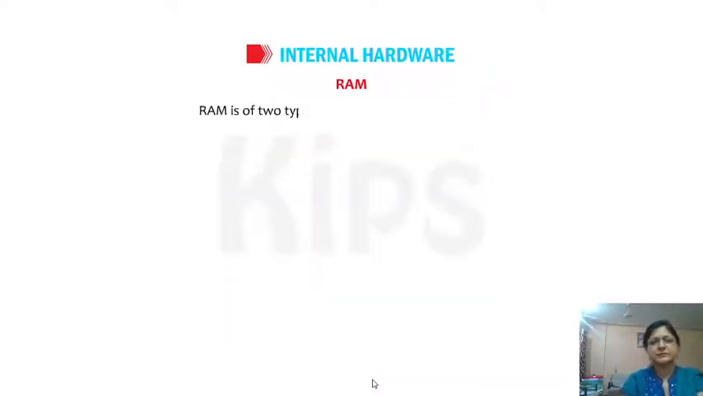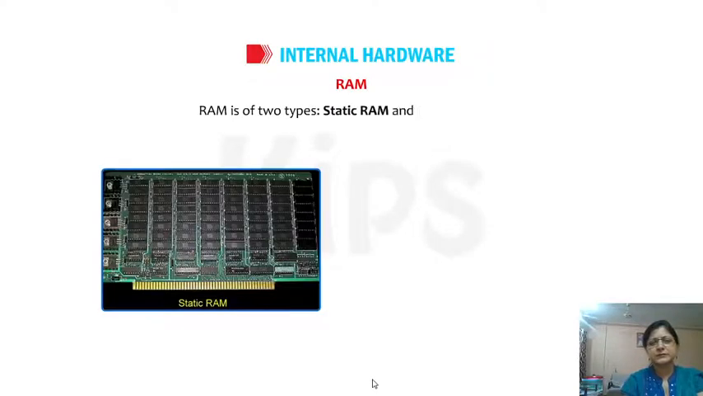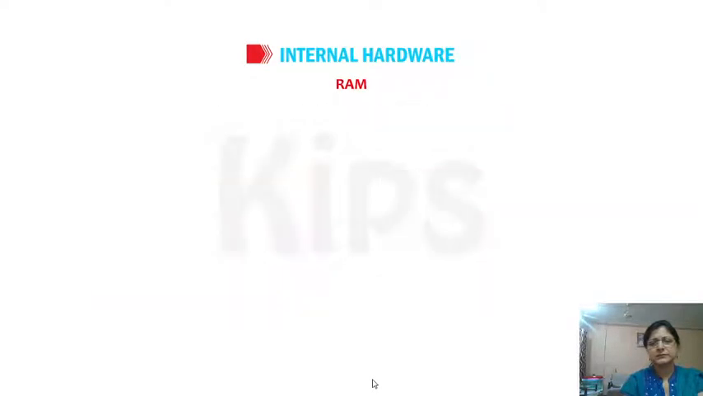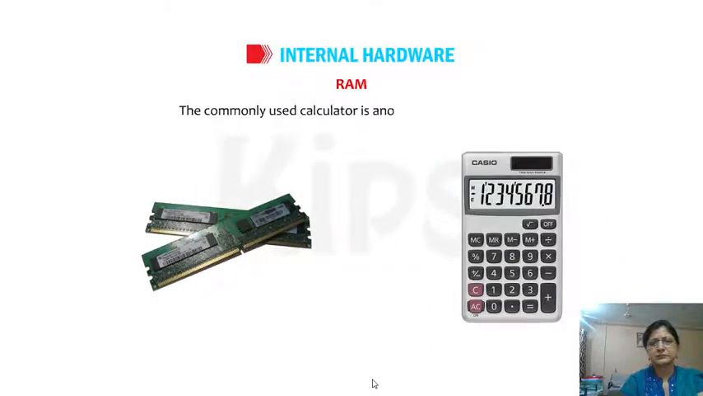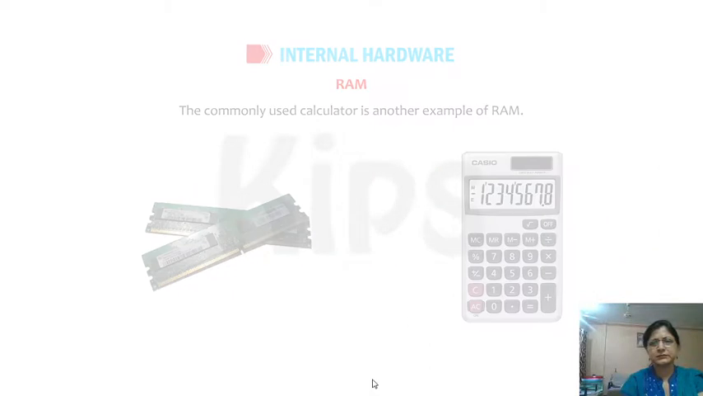RAM is of two types, static RAM and dynamic RAM. For example, RAM is like a blackboard that is constantly overwritten with new data. The commonly used calculator is another example of RAM.